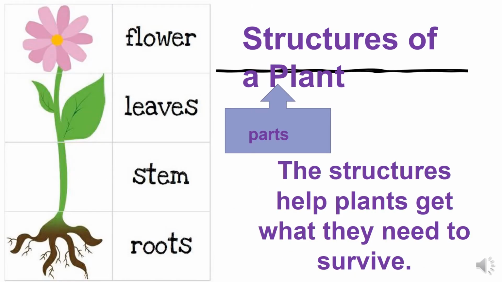Let's know more about the structure of the plants. So plants have on top the flower, then we go to the leaves, and then the stem, the long part, and then the roots. Okay, so structure of the plant or the parts of the plant. Each part has a job, and they do their job to let the plant survive.